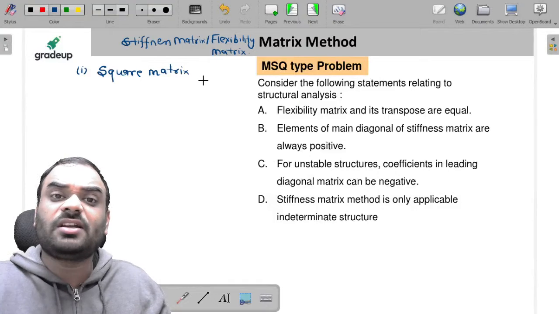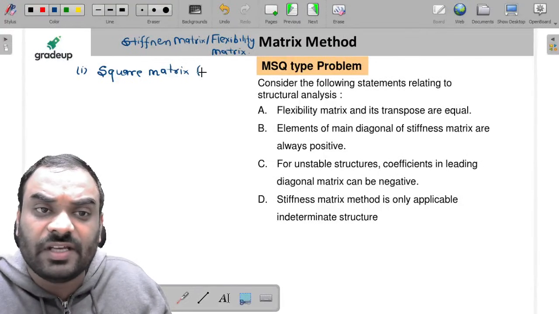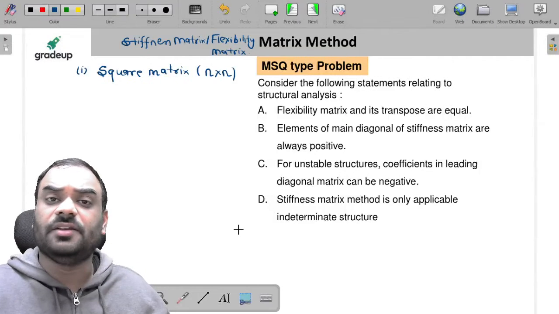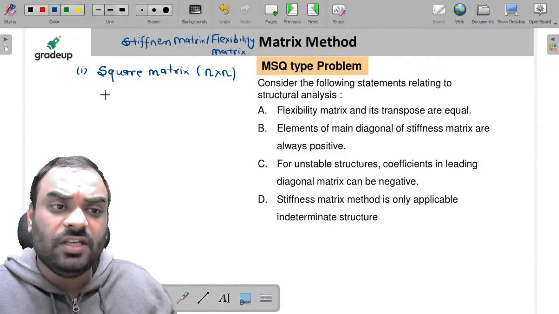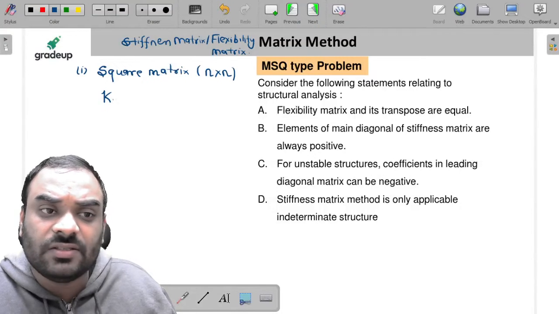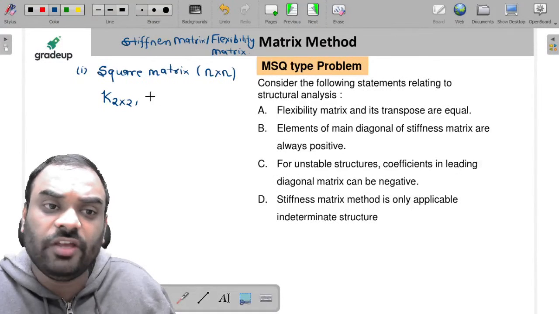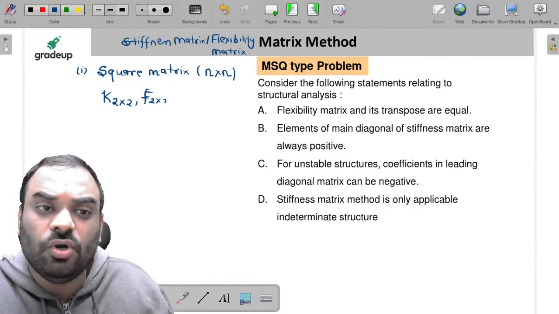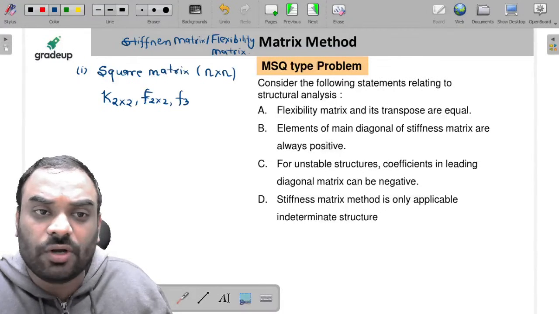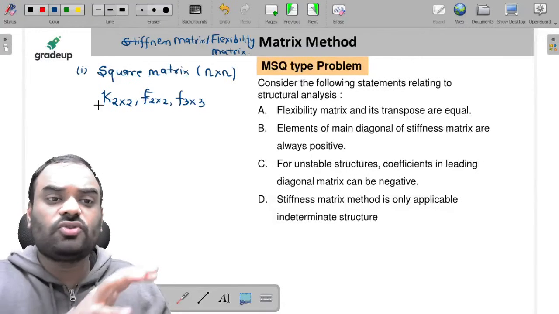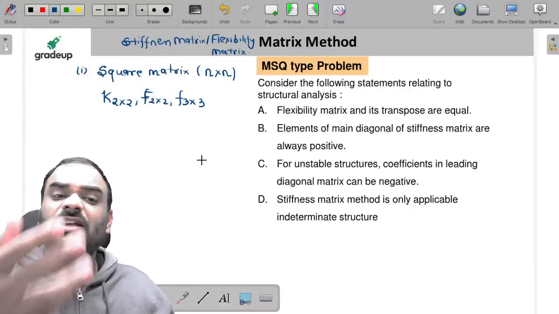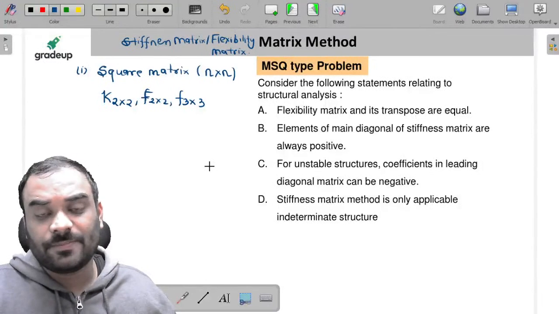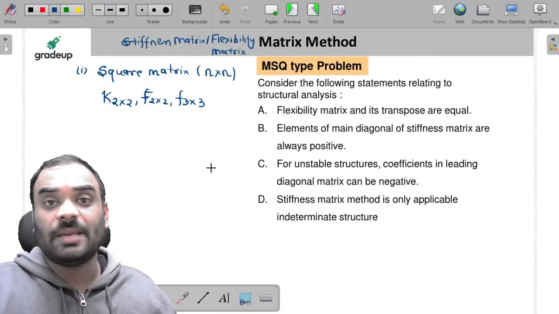If it is square matrix, what will be the order of matrix? It is always n cross n, right? So it means if you are writing K matrix, you have to write 2 cross 2. If you are writing flexibility matrix, you have to write 2 cross 2 or 3 cross 3 and so on, right? These combinations are possible, but if you write 2 cross 3, 3 cross 1, then it is not possible, my dear friends, right? You can eliminate these type of options.